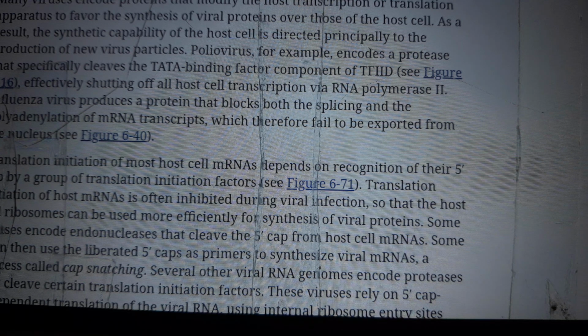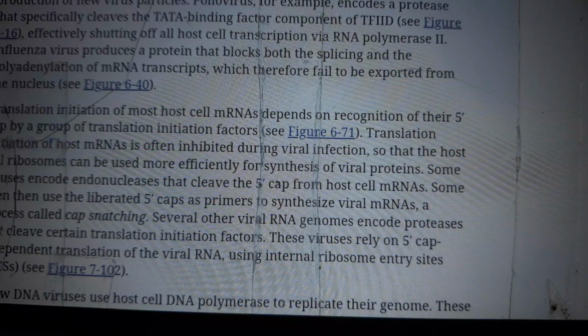Many viruses encode proteins that modify the host transcription or translation apparatus to favor the synthesis of viral proteins over those of the host cell. As a result, the synthetic capability of the host cell is directed principally to the production of new virus particles. For example, one virus encodes a protease that specifically cleaves the TATA binding factor component of TFIID, effectively shutting off all host cell transcription via RNA polymerase II.